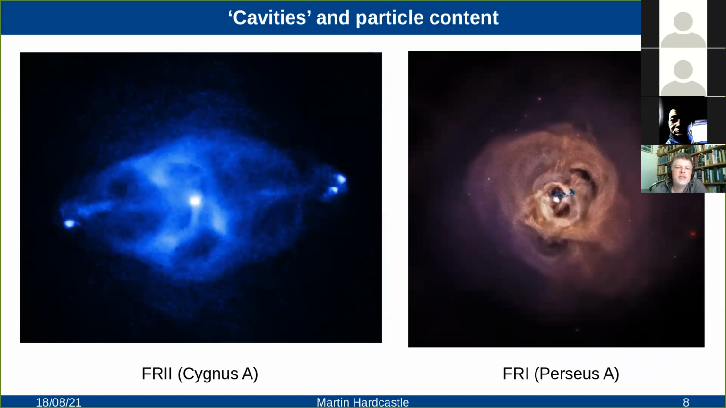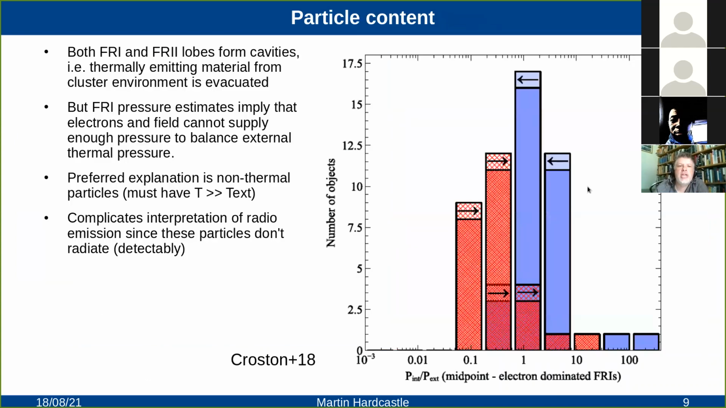So that's the evidence that the radio lobes are not full of hot plasma at the same temperature as the surrounding material. Similarly, in this beautiful image of Perseus A, you can see many cavities that have been inflated by different episodes of the radio galaxy as it turns on and off. Now, when you look at those cavities, you can do a calculation. You can say, if those cavities are supported by material from the radio lobes, then is there enough material in the radio lobes to actually prevent those cavities from collapsing?